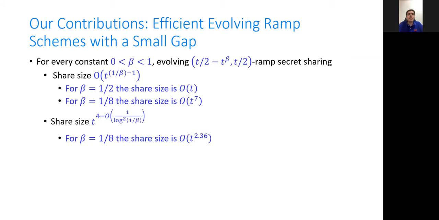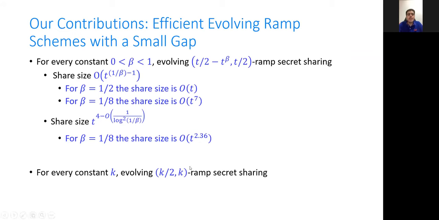Notice that our results apply for every correctness function which is a constant fraction of t, not only t over 2, but for simplicity of presenting the results, we restrict them only to t over 2. We construct also a scheme for a constant k. We show that when the gap is k over 2 and the correctness is k, it can be realized with share size order log k log t.